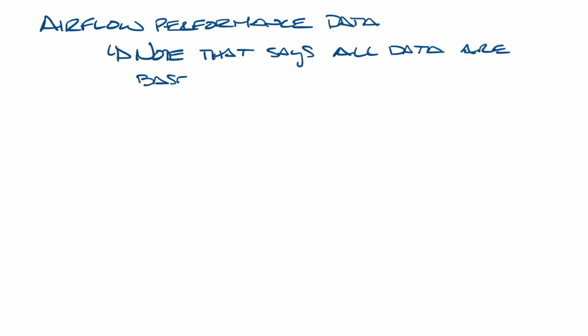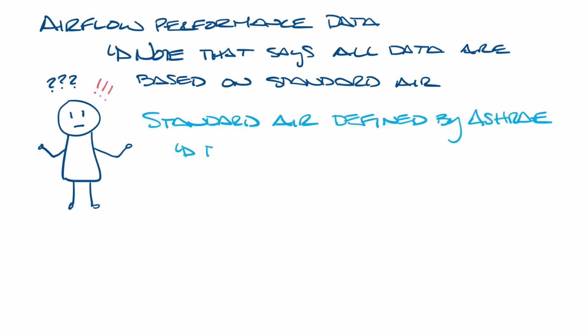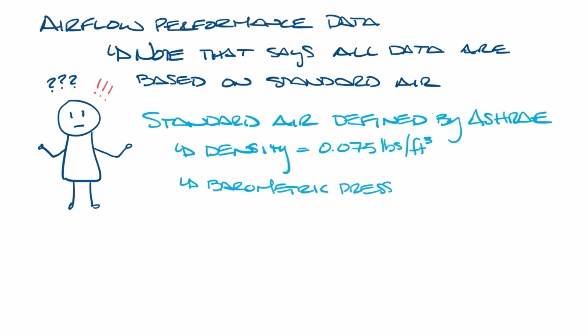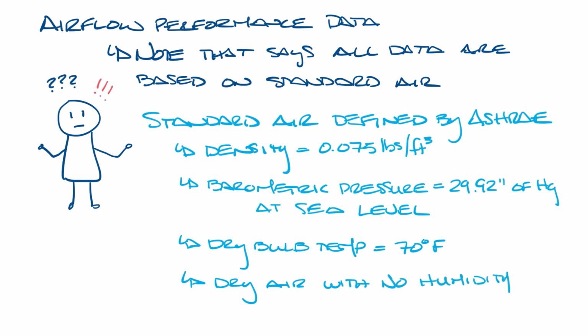When you look at airflow performance data for HVAC equipment, you often see a note that says the data are based on standard air. But what does that mean, and is it important to you? Standard air is defined by ASHRAE as having a density of 0.075 pounds per cubic foot, a barometric pressure of 29.92 inches of mercury at sea level, and a dry bulb temperature of 70 degrees Fahrenheit. And it assumes dry air with no humidity.